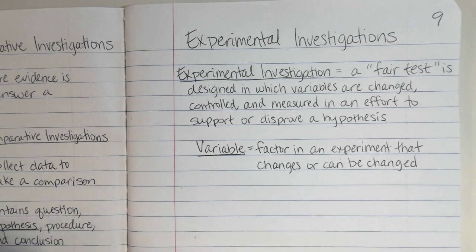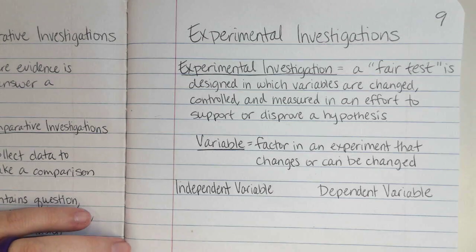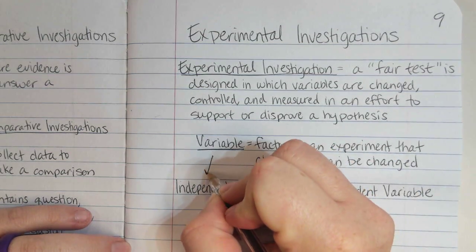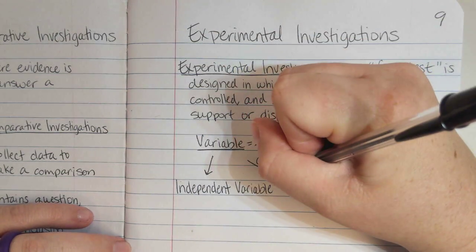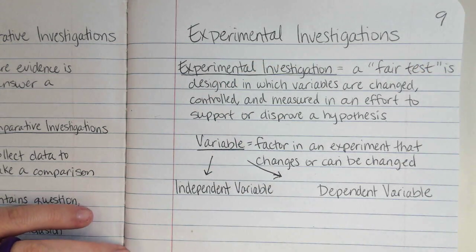Now we have two different types of variables that we need to focus on. One of them is the one that changes, and one of them is the one that can be changed. The two different types of variables we're going to talk about are an independent variable and a dependent variable. So these are the two types of variables.